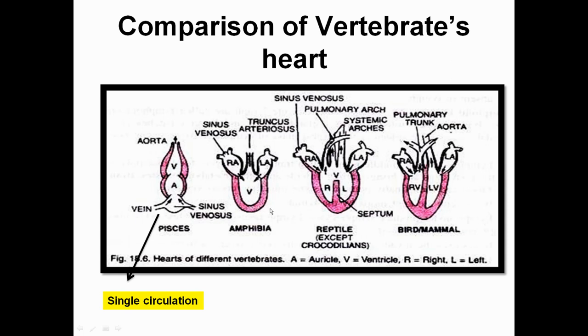And in amphibians, you can notice that we have two separate chambers, that is auricles, but one ventricle. So there is no real importance of the auricles because the whole of the blood is going to be mixed in the ventricle. This is the case of amphibians, and a similar case you can notice in reptiles as well.